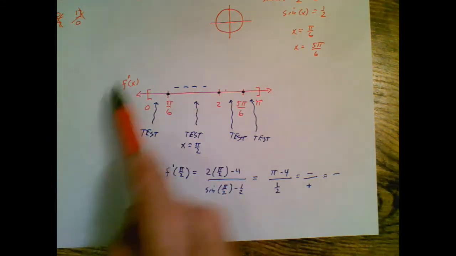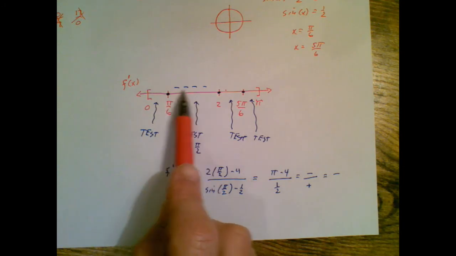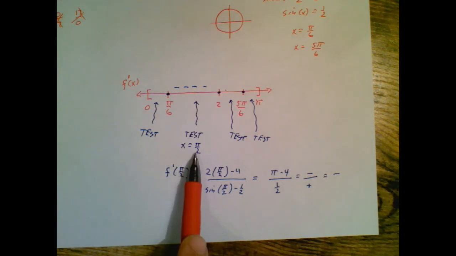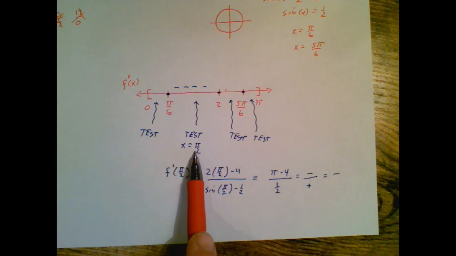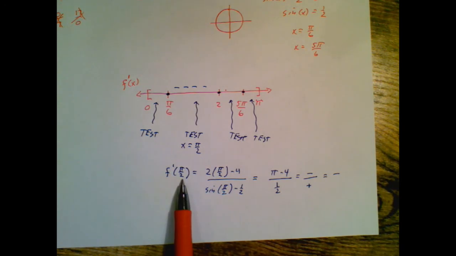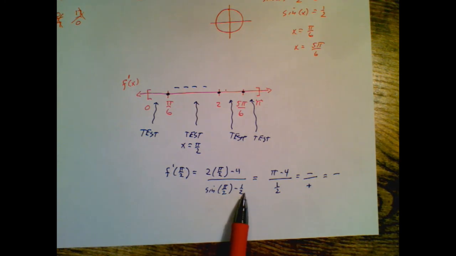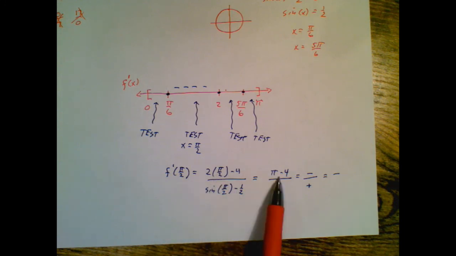And I'm not going to fill out the rest of it, but just for an example, if I wanted to figure out the plus or minus in here, I pick an easy value to work with. I like pi over 2. It falls in between here. And if I take pi over 2 and plug it into my derivative, it's 2x minus 4 over sine of x minus 1/2. That's the original first derivative. And now I can figure this out. This is pi minus 4.